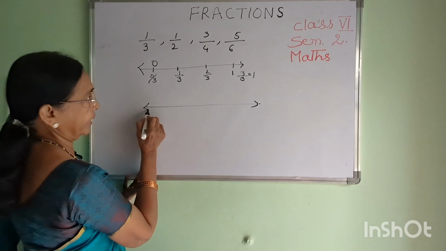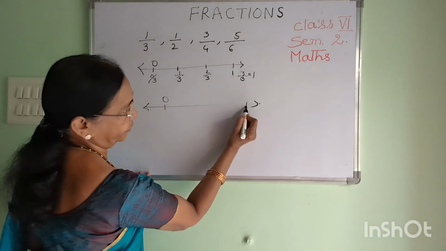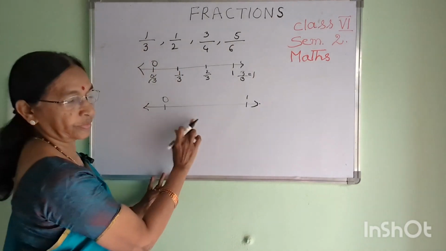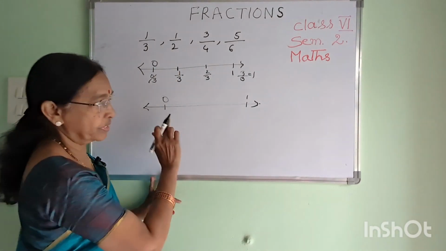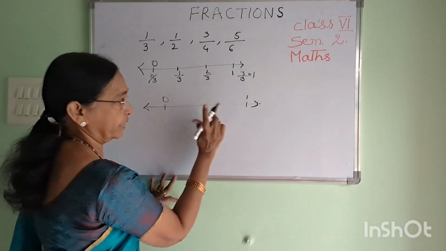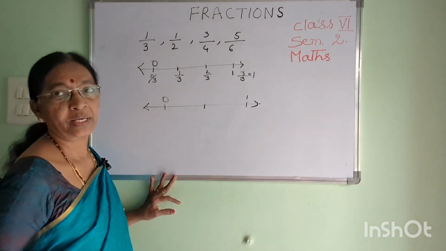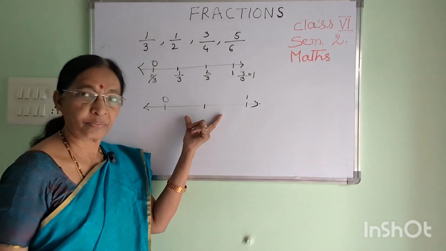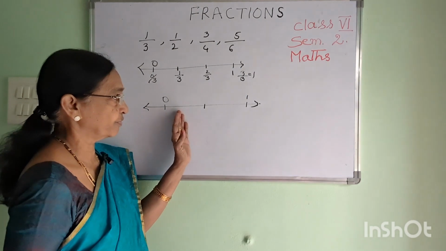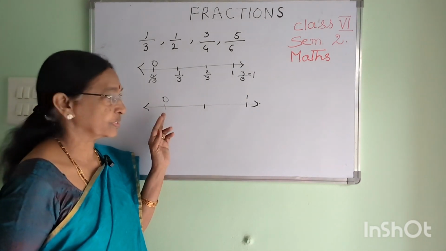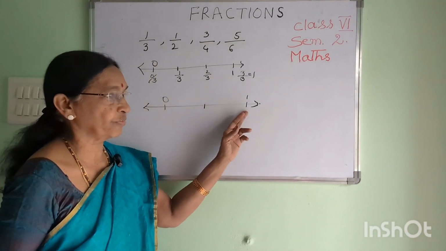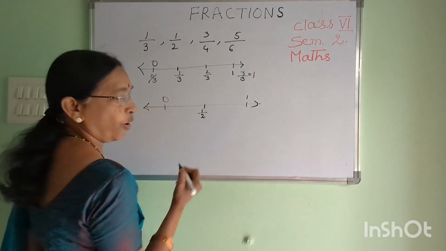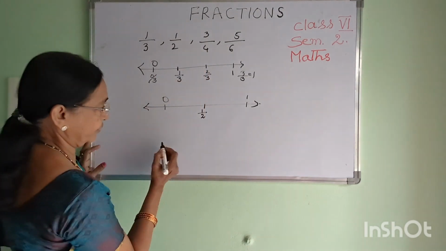take a number line, denote 0 and 1. Now we will mark a half on this number line. Divide the portion of the line between 0 and 1 into 2 equal parts. Because the denominator is 2, the whole parts must be equal to 2. Therefore, we divided the portion of the line between 0 and 1 into 2 parts. Then this shows half. Then 3/4.